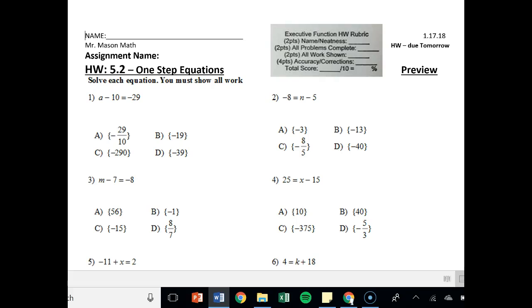This is a preview homework, so it says solve each equation. You must show all work. So it would be a good idea to have your notes, your notebook right next to you. Turn to page 2, where it tells you the 5 general rules, and then also page 3, obviously, where we did a bunch of these examples today.